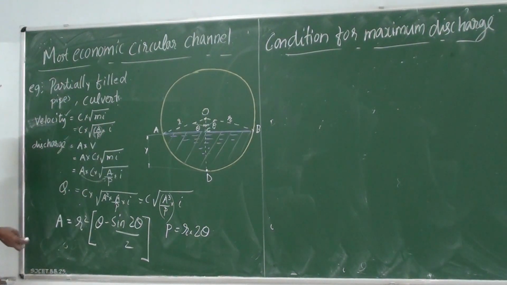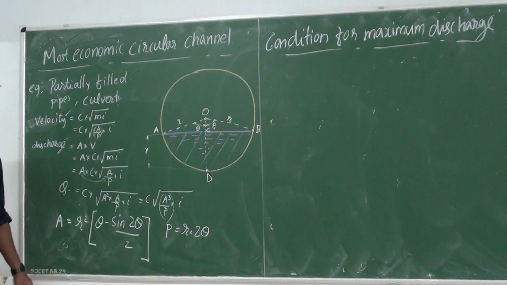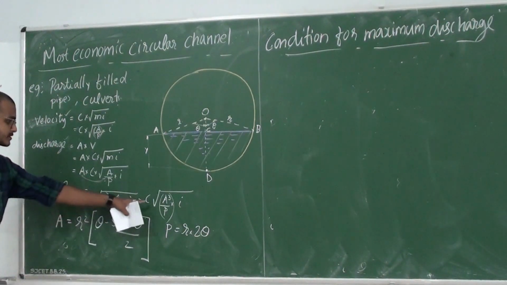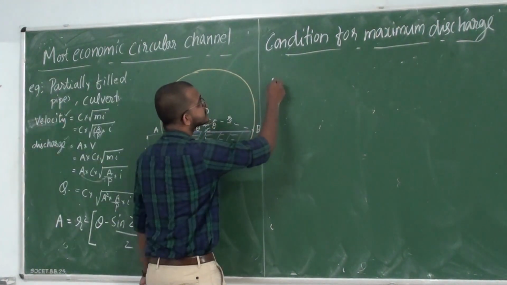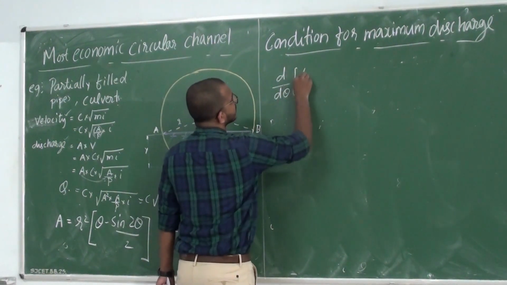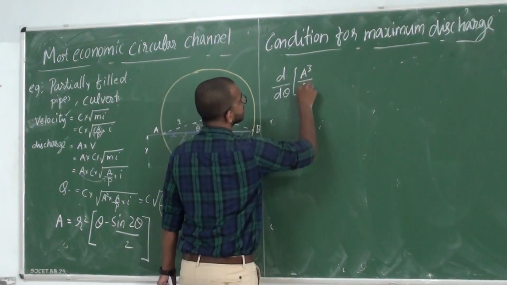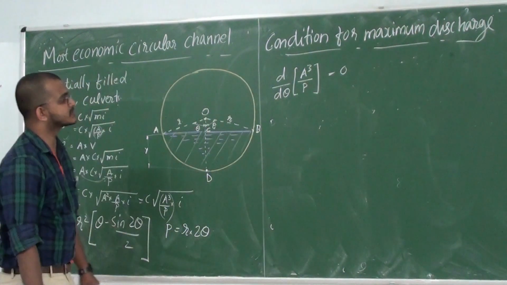In the previous case we differentiated A by P with respect to theta. In this case we have to differentiate A cube by P with respect to theta. That is the only difference. The procedure is exactly the same. So the discharge Q is maximum when A cube by P is maximum. The condition for maximum discharge is d by d theta of A cube by P equal to 0, and we will get the condition for maximum discharge.